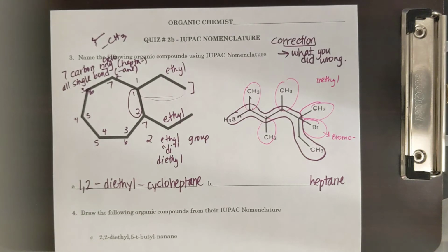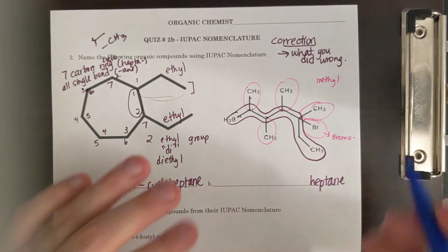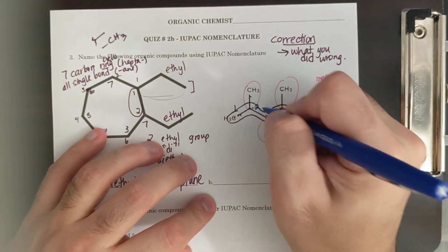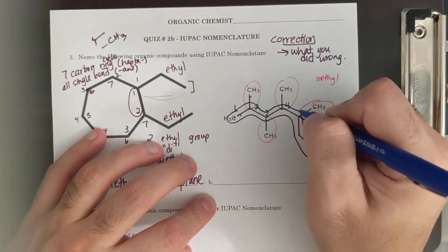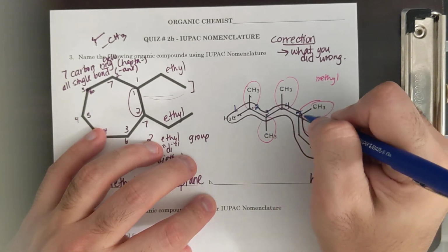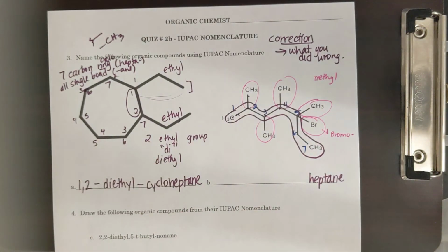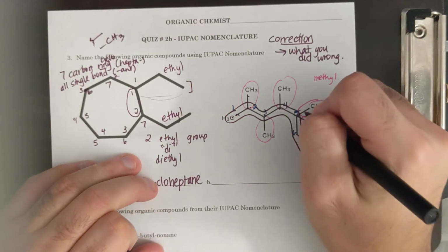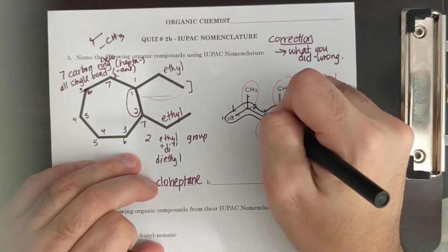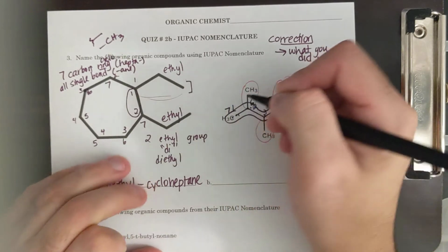All right, so I'm going to use 2 different colors to number this. I'm going to number it left to right and then right to left. Whichever one gives me my lowest set of numbers is my answer. So 1, 2, 3, 4, 5, 6, 7. Or I could go the other way. I could do 1, 2, 3, 4, 5, 6, 7.